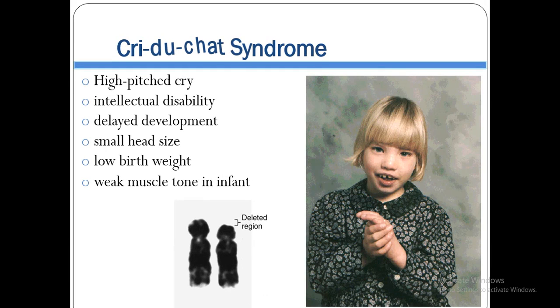The next are examples of diseases or syndromes that can be caused by chromosomal deletion. We have Cri-du-Chat syndrome, also known as cry of the cat syndrome, because when they cry, they sound like a cat. They have a very high-pitched cry, intellectual disability, delayed development, small head size, low birth weight, and weak muscle tone in infants.